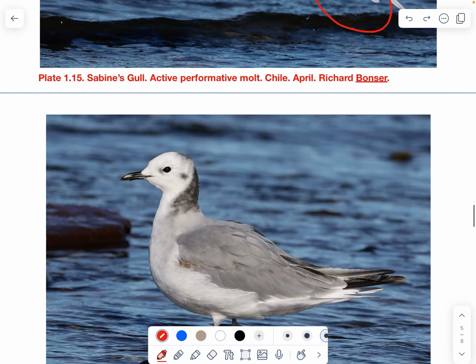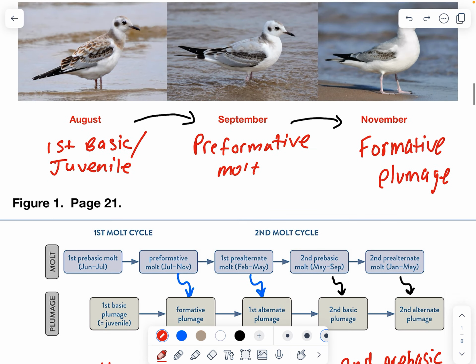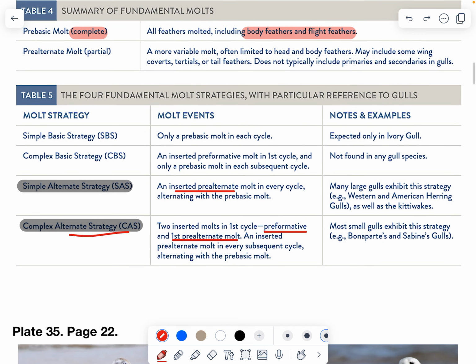All right, I'm going to wrap this up. That's the difference here between our large gulls and small gulls, is this additional inserted molt in first cycle known as preformative. Next time, we're going to talk about the second molt cycle and pick it up with the start of the second pre-basic molt and start to get into second and third cycle. Hopefully by video 5, we will have concluded most of our discussion on molt and plumages.